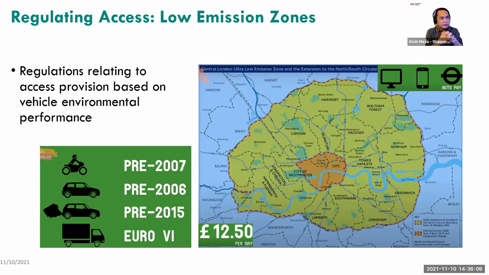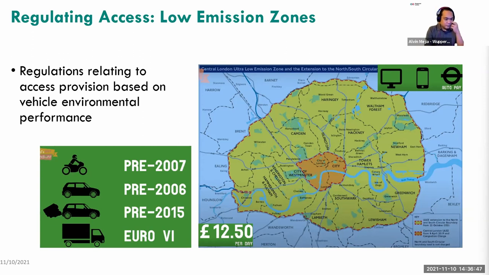Isa pong tinatawag natin yung low emission zones. One can probably think of this as kumbaga restricting access for certain types of vehicles depending on their environmental performance standards. In a way, we do have a certain concept of this in the Philippines, yung mga smoke-free zones, for example. I remember dun sa Pasig City Tricycle Upgrading Ordinance, I think 2016, there was a provision there for establishing smoke-free zones and noise-free zones.